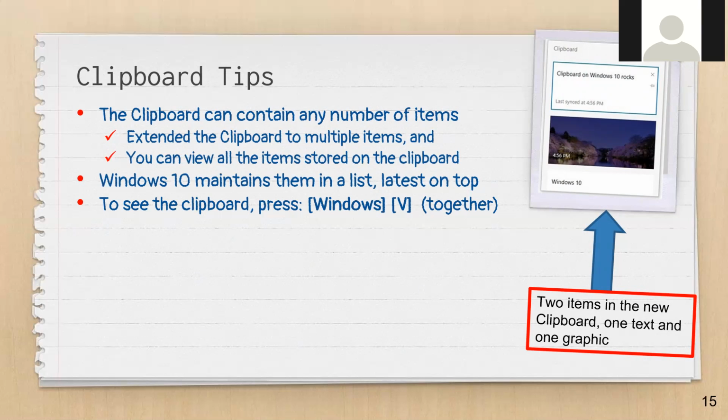You probably can't see it, but I've got open 1, 2, 3, 4, 4.5, right? That shows you as much as it can fit in. So the example I've got on the slide has just 2, the one with some text that says clipboard on Windows 10 rocks, and then the picture. But over here in the real one, I've got 1, 2, 3, 4, roughly 5. And so you can point at any one of them you like.